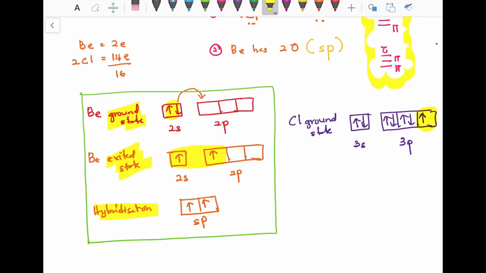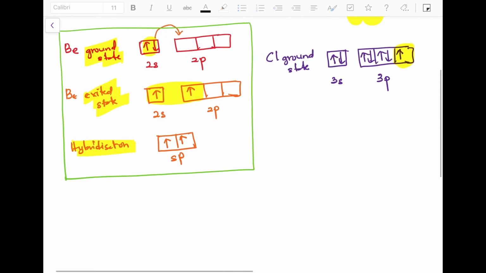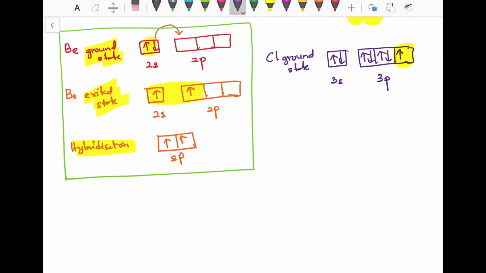So the next step is we will focus on the drawing part. For sp, the shape is linear. So we have to draw this is beryllium. This one represents an sp orbital. This one also represents an sp orbital. Each lobe brings 1 electron and this one also brings another 1 electron. Okay, it will overlap with chlorine, and chlorine has a 3p orbital.